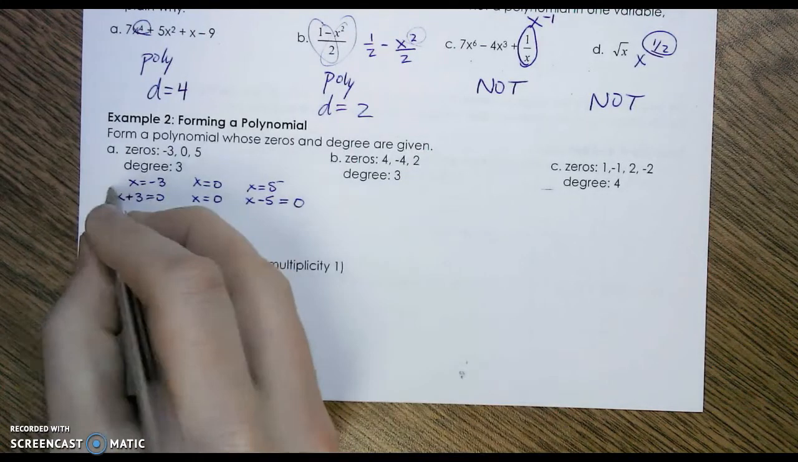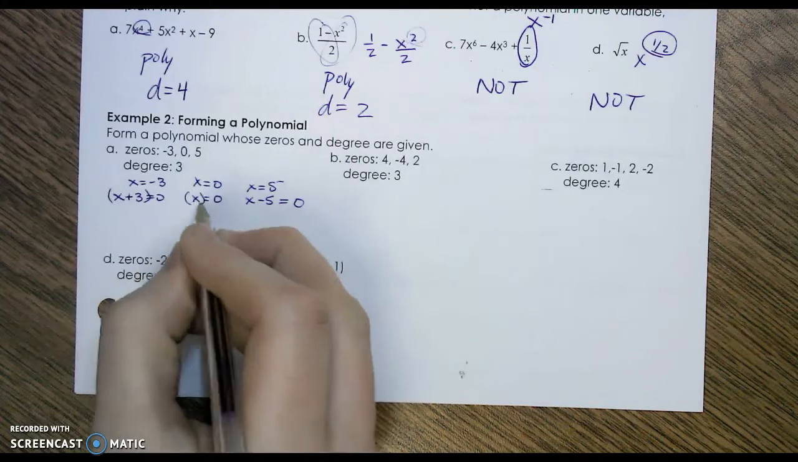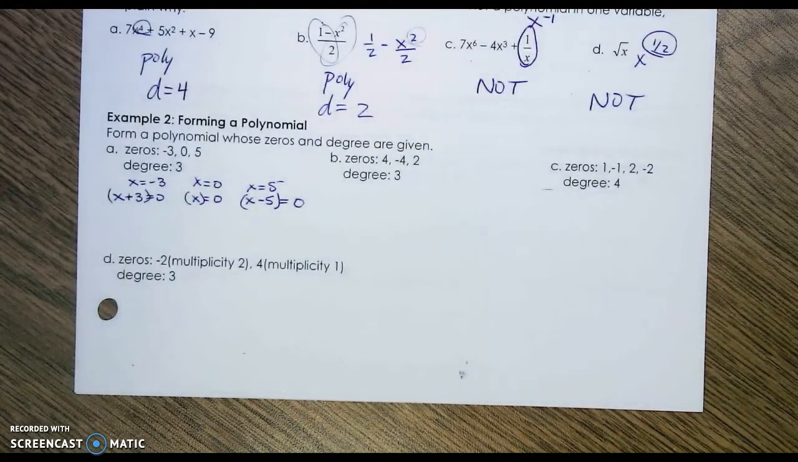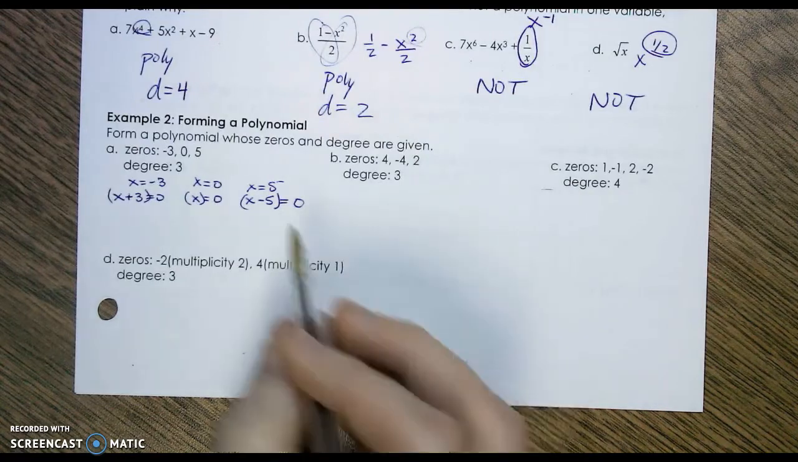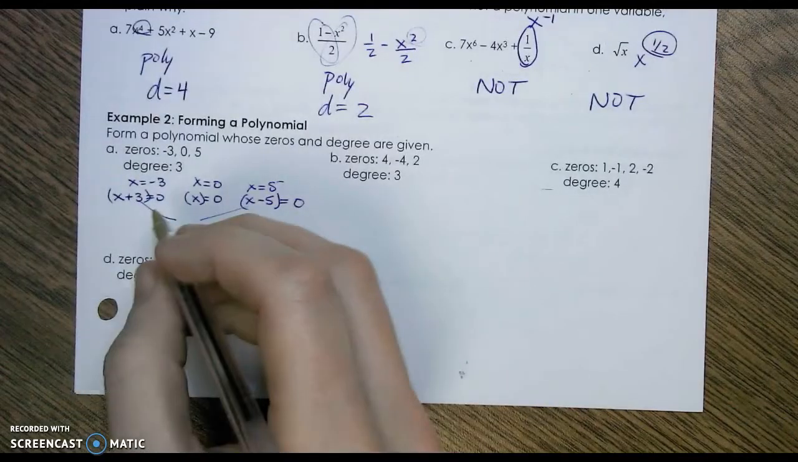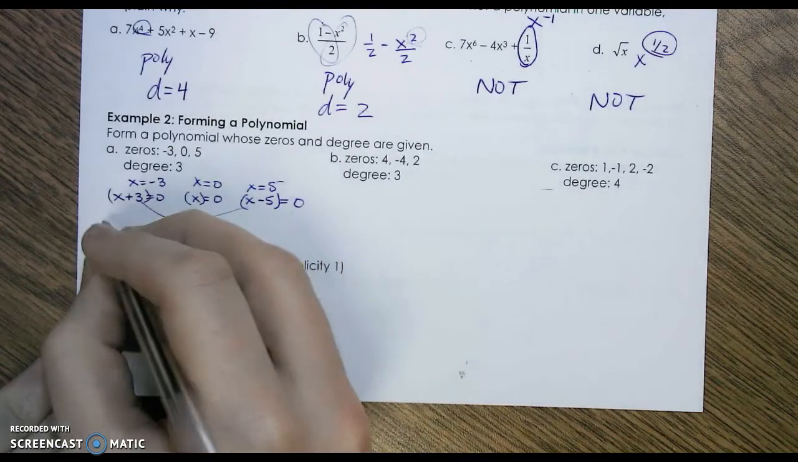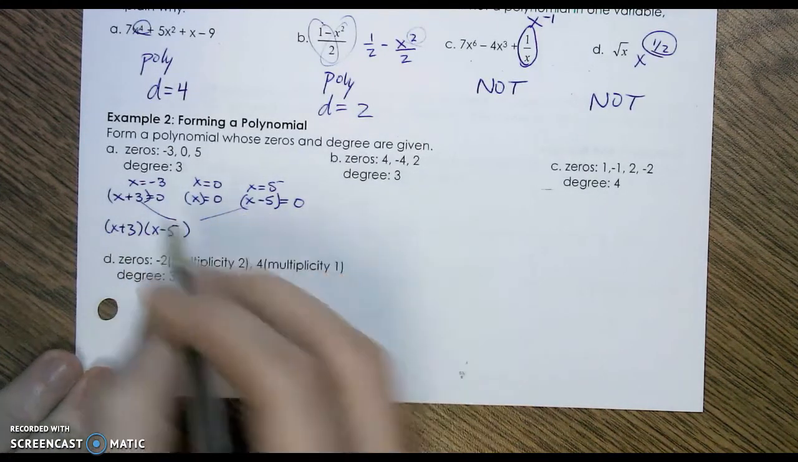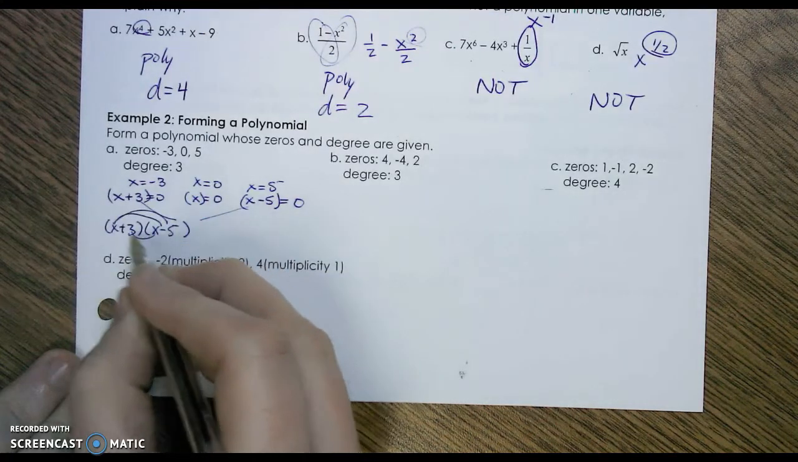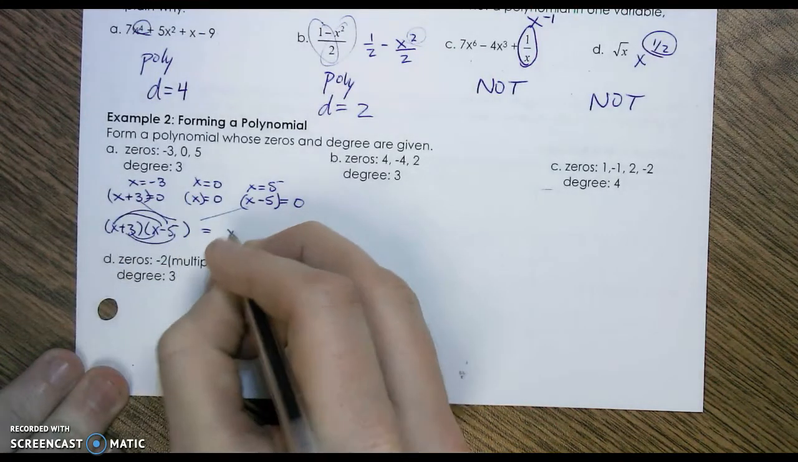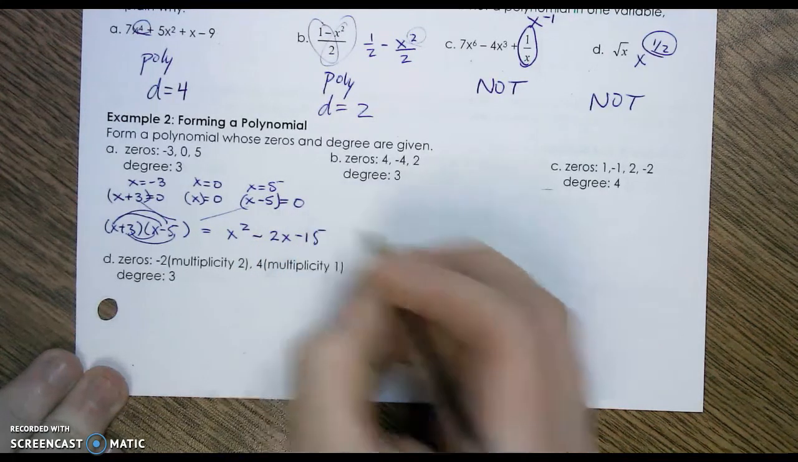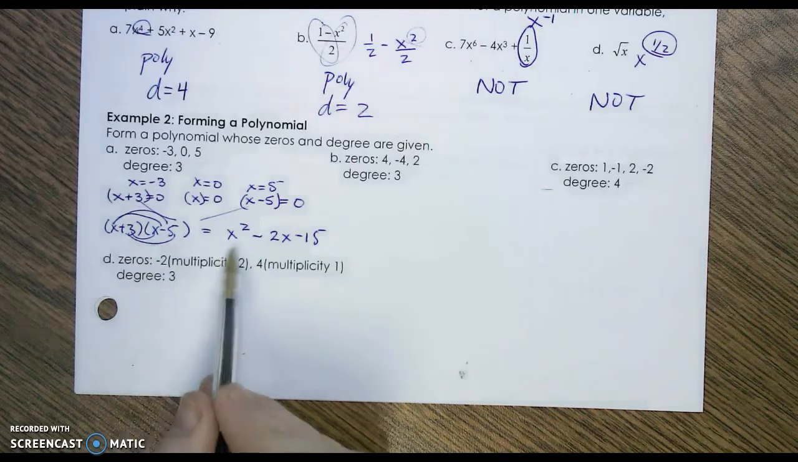Now, these are the factors of the polynomial. So we take these things that equal 0 and we multiply them together. And you can only do 2 at a time. Let's put these 2 together. So if I multiply these, I would have x plus 3 times x minus 5. And if you FOIL that, you get x squared minus 2x minus 15. So we FOIL those and we get that.